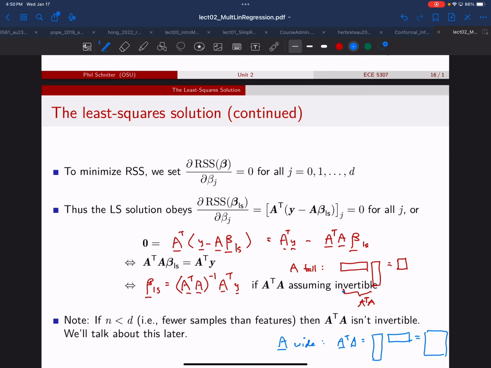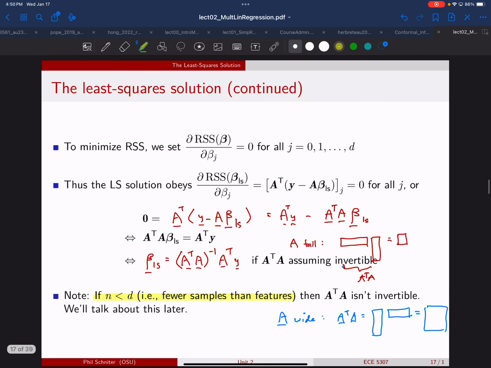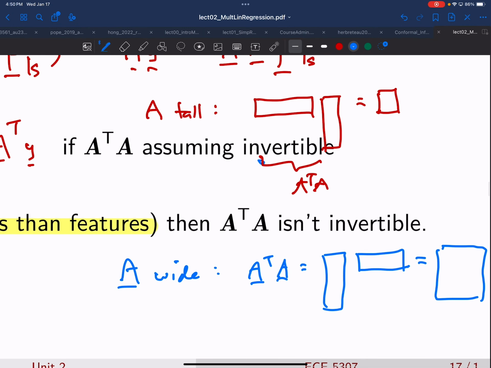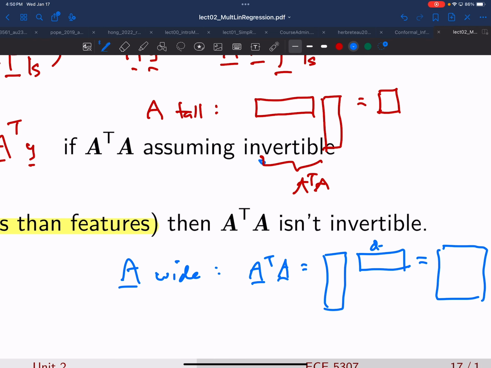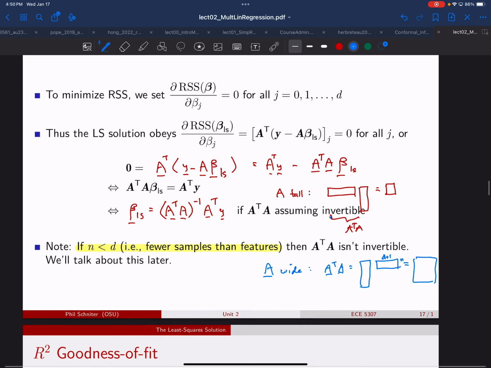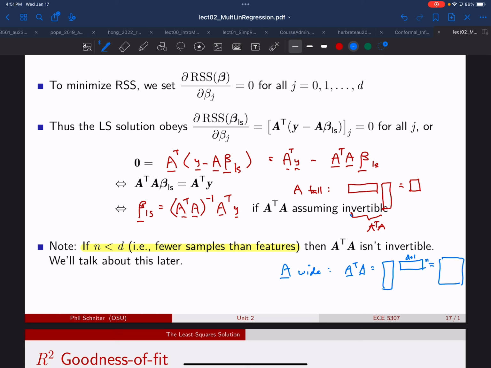So this approach fails in particular when the number of samples is fewer than the number of features. The A matrix has D plus 1 columns and n rows. So when n is small, that matrix is wide, and you run into this invertibility issue. There are ways around it, but it's just not obvious how to do it at the moment.